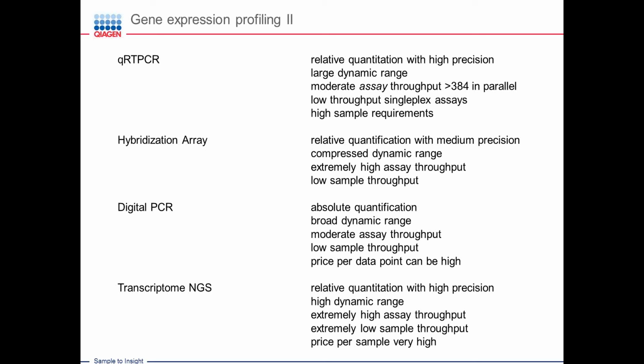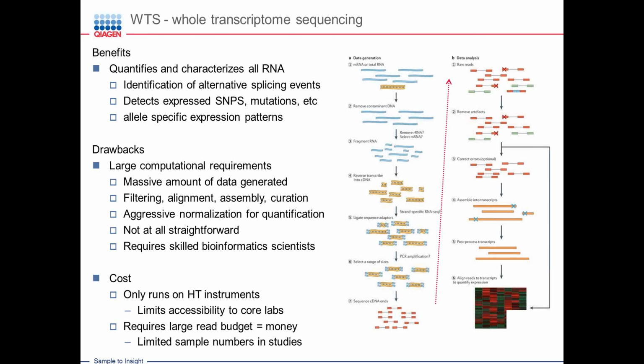So the benefits of whole transcriptome sequencing are that you can quantify and characterize all the RNA in a cell. You can identify all alternate splicing events. You can detect expressed SNPs. You can detect somatic mutations if they're expressed. You can detect allele-specific expression patterns if one or the other allele is expressed preferentially in a cell type.